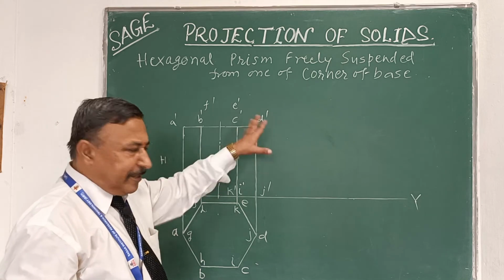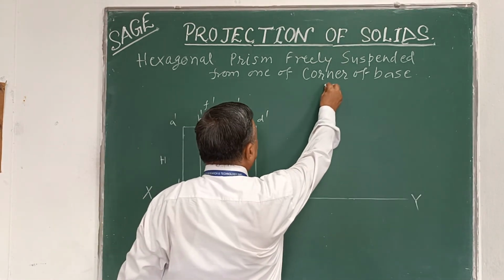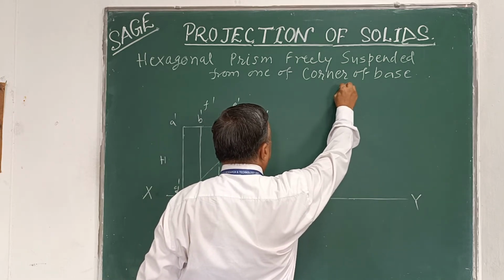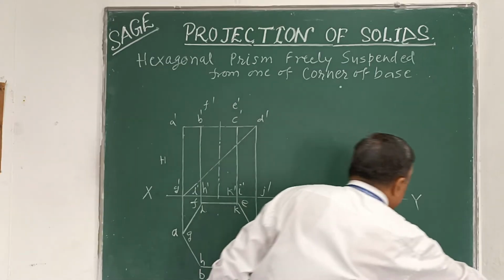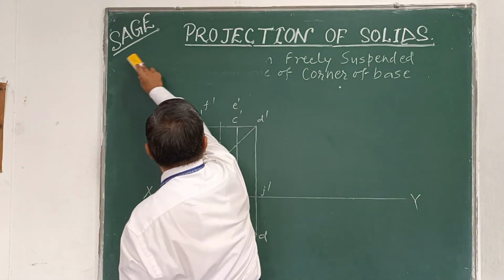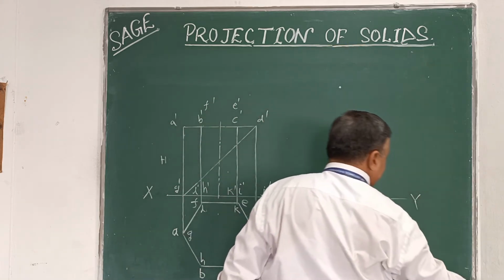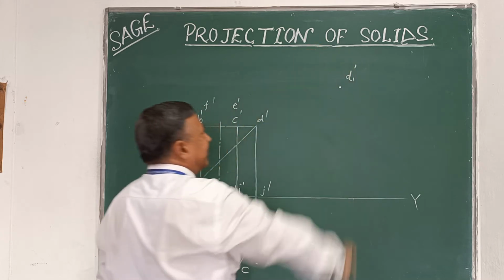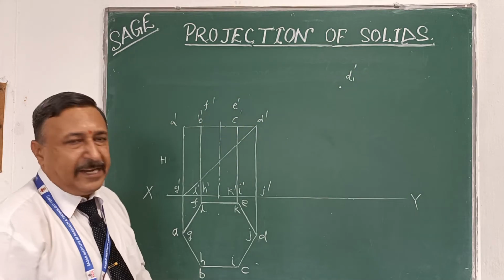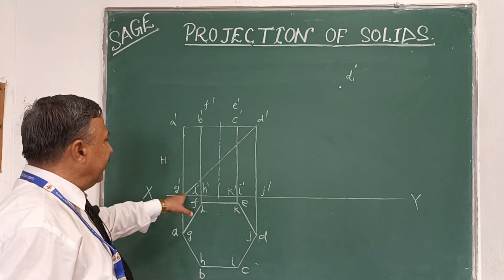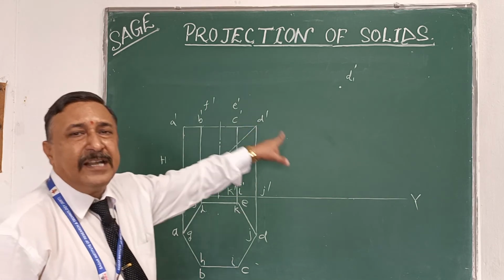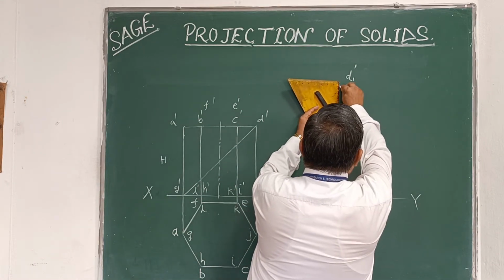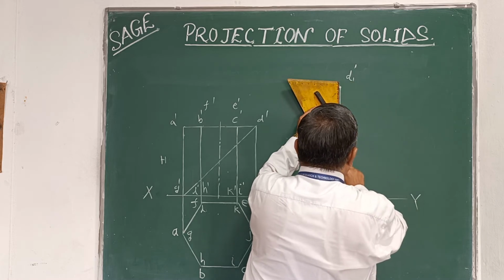So in this way, I am going to complete this question. First of all, we take this corner, that is D1 dash. Now start with D1 dash. First of all we have to draw this line. This should be vertical when this prism is freely suspended, so we have to make it vertical.